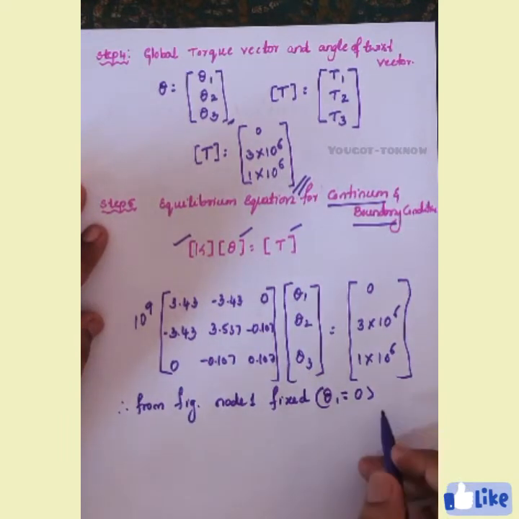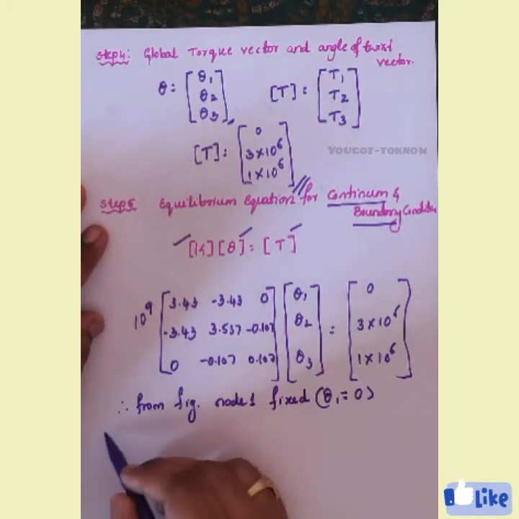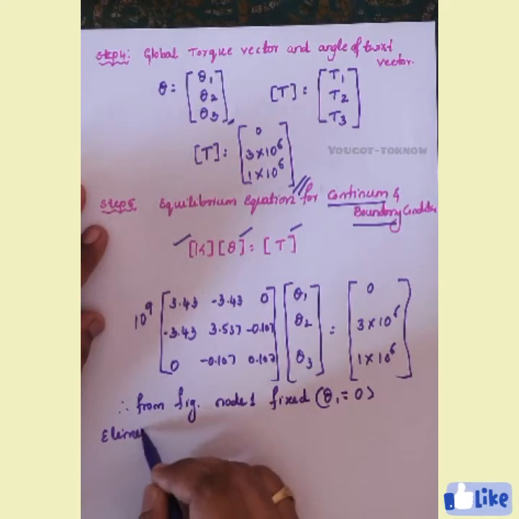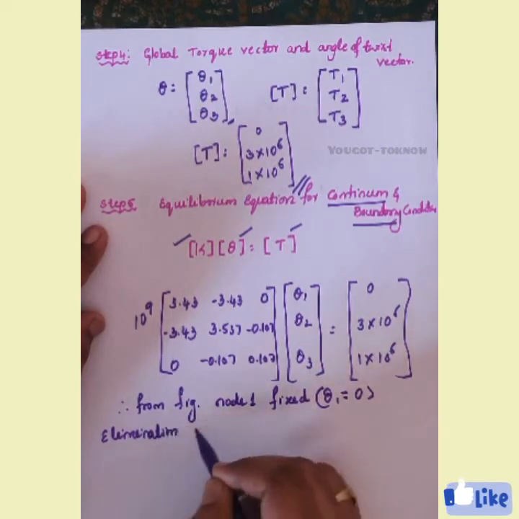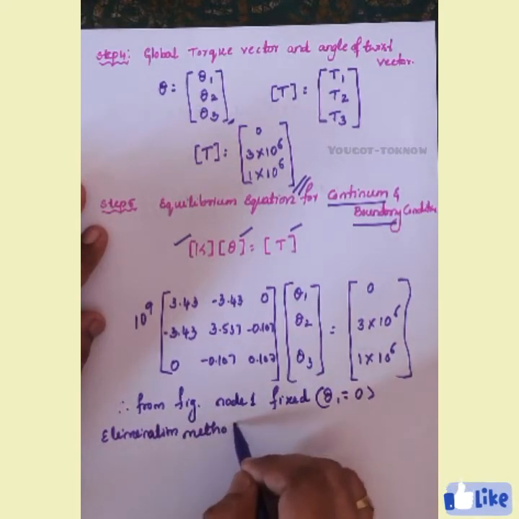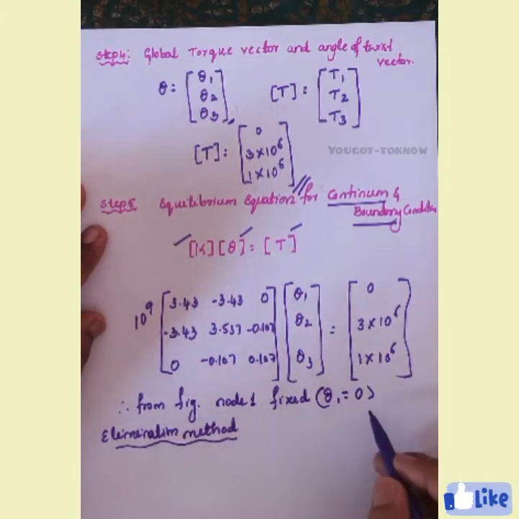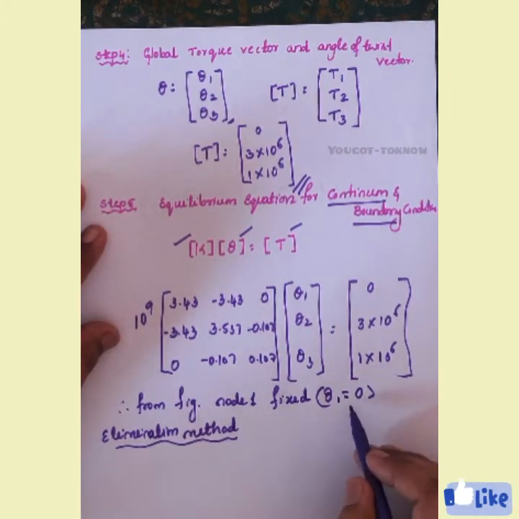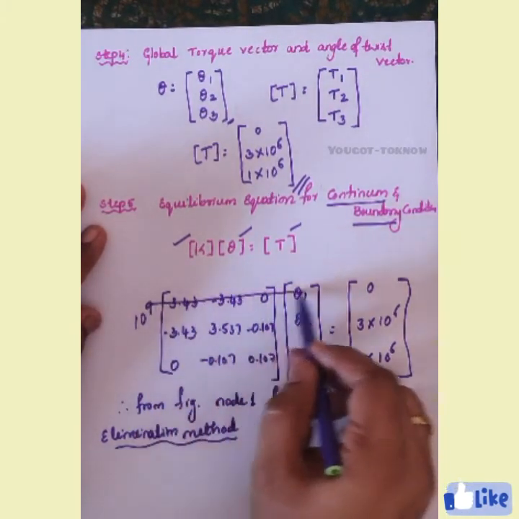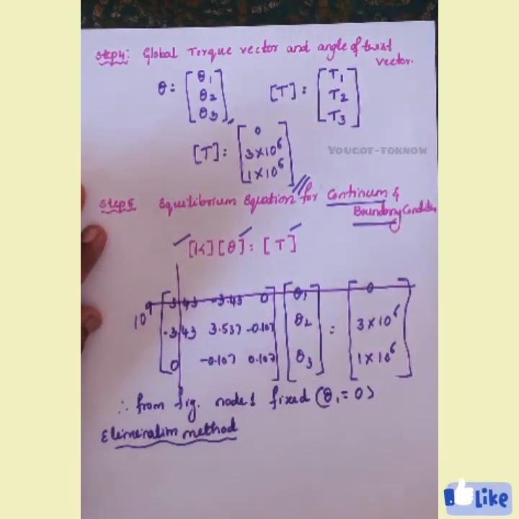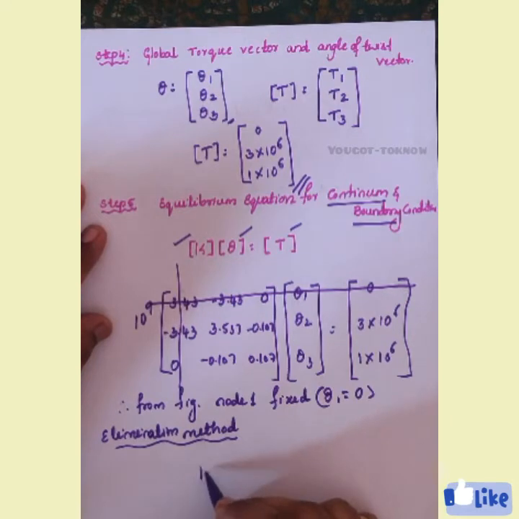If theta 1 is equal to 0, now what is from the elimination method? We are going to use only the elimination method here. What does the elimination method say? Eliminate the corresponding row and corresponding column. Which is the corresponding row for theta 1? First row and first column. Eliminate first row and first column. See, if you eliminate the first row and first column, then write your remaining values.